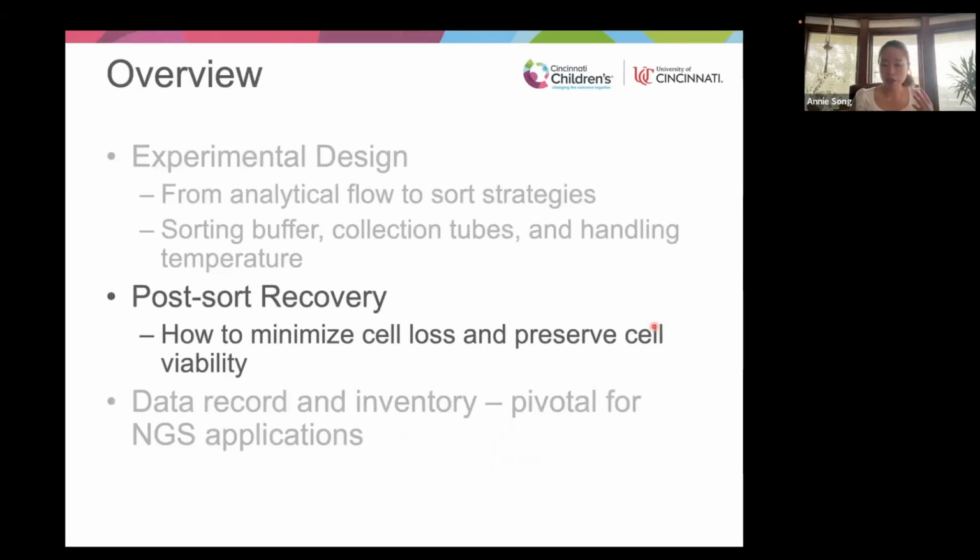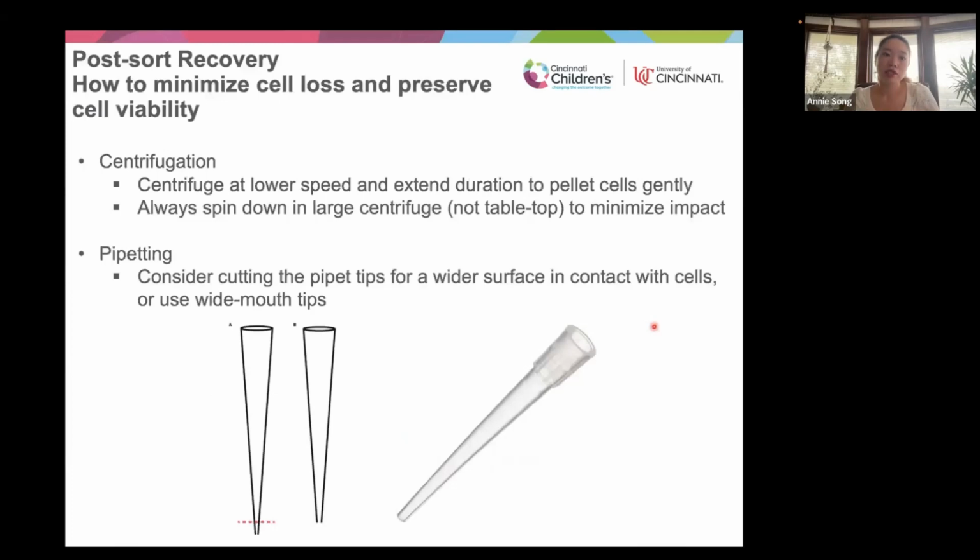And then I wanted to talk a little bit more about the post-sort recovery, in addition to what we have already discussed. Sometimes we think about centrifugation without thinking that during the centrifugation process, the cells could also drastically die because they're very fragile. So usually post-sort, especially for a pretty pure population of granulocytes such as neutrophils, I would always centrifuge them at a lower speed and extend the duration to pellet the cells.